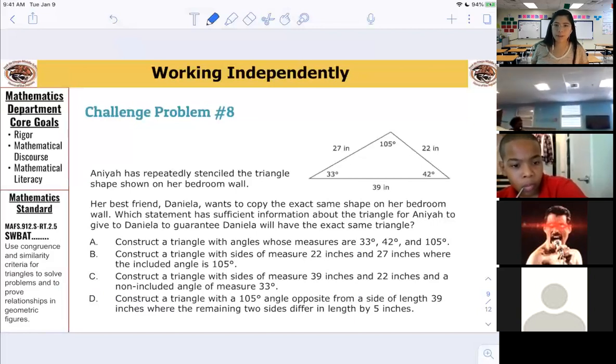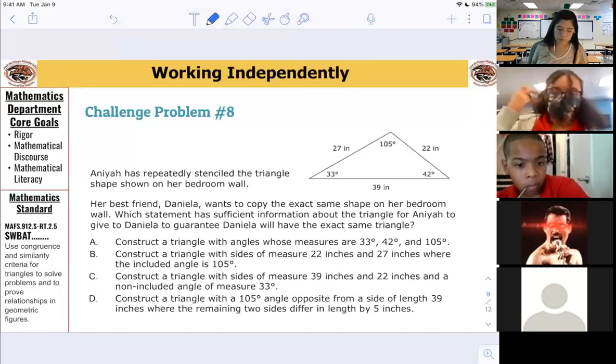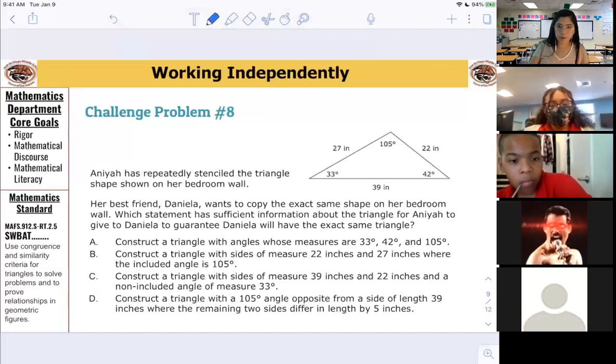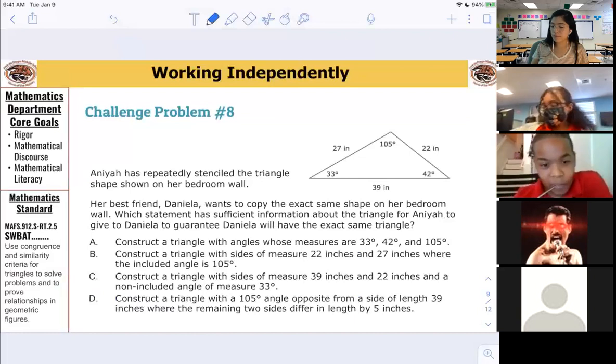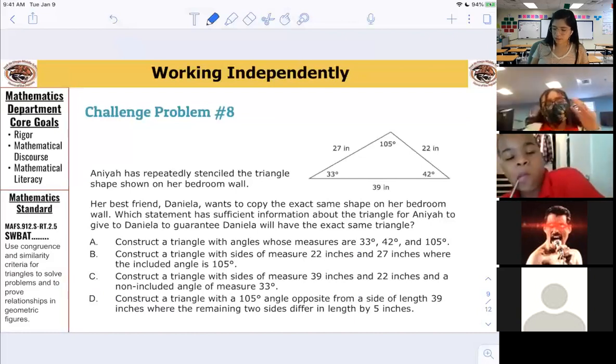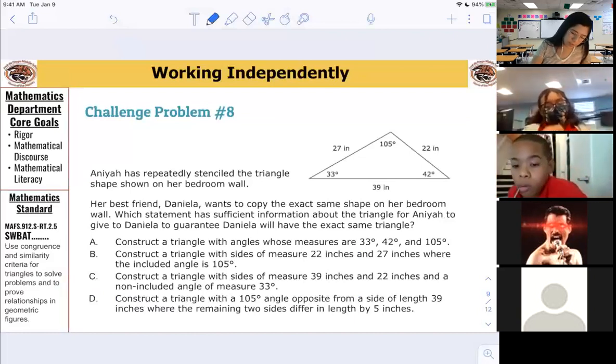So Tyrone, you want to read A? Construct a triangle with angles whose measures are 33 degrees, 42 degrees, and 105 degrees. True or false? Would that be enough information? No. False. That's AAA. Good. That's false because this would be AAA. And that's fake, exactly.